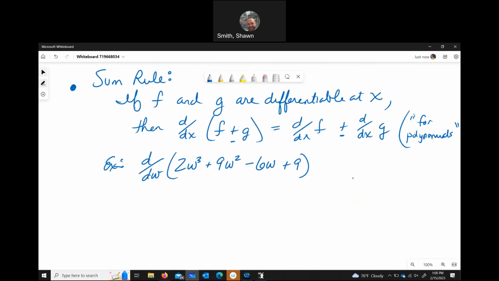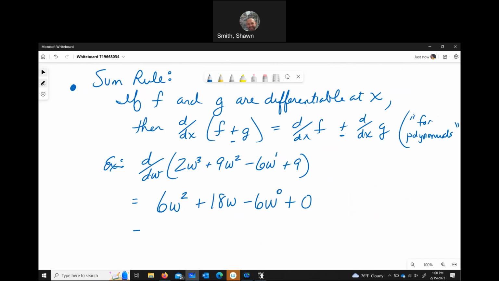So the derivative of the polynomial is just the derivative of the 2w cubed, which would be what? 6w to the second, right? We multiply power times coefficient, 6, keep the variable, reduce the exponent by 1. Now the next one would be 18w to the first power. This is a 1 right there, right? 1 times negative 6, keep the w, and now the w goes to a 0. And then the derivative of a constant is 0.